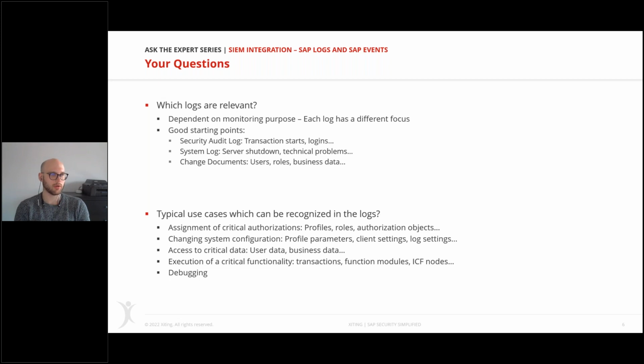A third way to go, or having a look at, are the change documents. So anytime where the requirement says you have to monitor if users are changed in a critical way or by non-authorized other users, if roles are assigned which shouldn't be assigned, or profiles, if business data gets changed, any payroll data or whatever you can think of, then you should probably go along with the change documents. It's anything in there that you need, and you should have a look at this. But as I said, this really depends on your monitoring purpose in the SAP world.